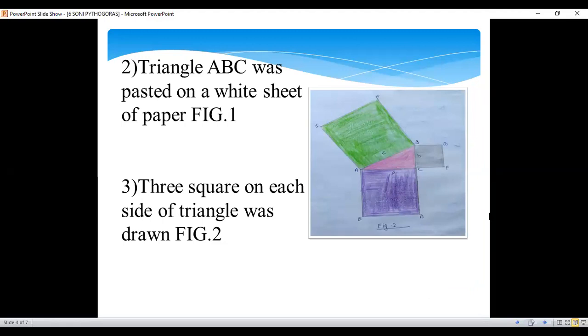The measured right angle triangle ABC is pasted on the white sheet as given in figure 1. The squares on each side of the triangle are pasted as given in figure 2. So please next slide. Students, in figure number 2, we have drawn 3 squares on the 3 sides of the right angle triangle that was in figure number 1.